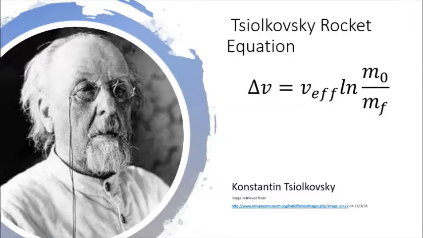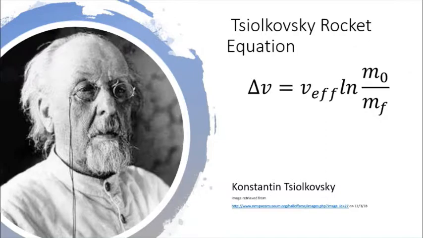On the right-hand side, you see mf. That's the final mass. And you notice it's in the denominator of a fraction. That means the more final mass you have left over compared to the initial mass of your rocket plus its propellant, the less delta V you're going to get. So how can we deal with this problem? Because we have to have some final mass. That includes the payload that we're trying to get into orbit.